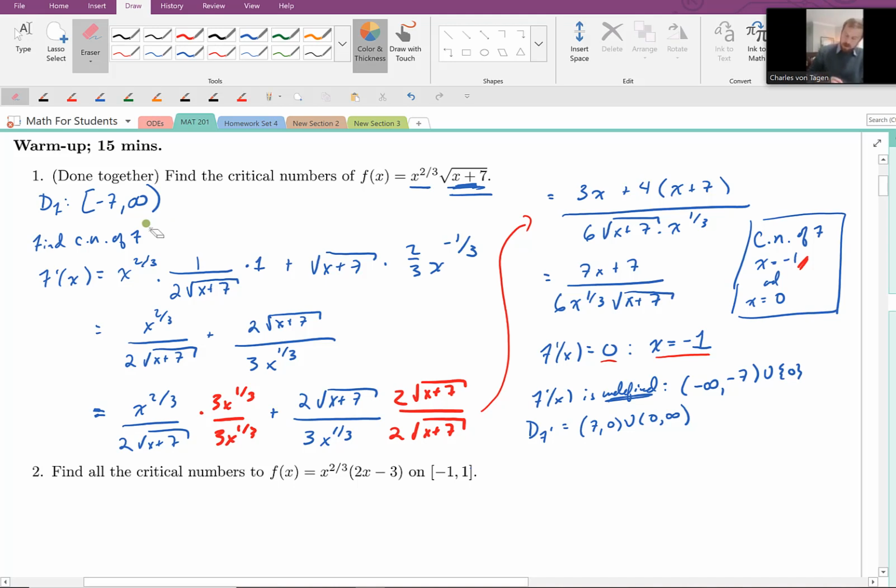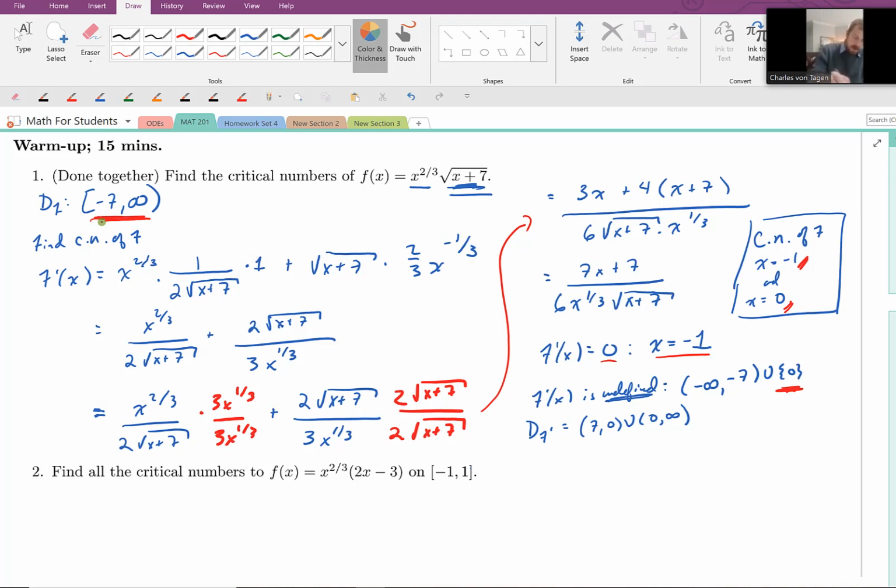Who else is included? Well, we're going to include 0. Why are we going to include 0? Because 0 is a place where the derivative is undefined. It's undefined at 0. And what was 0 in reference to the original function? Well, 0 was something in the interior of the domain of the original function. So we get to include it as a critical point.